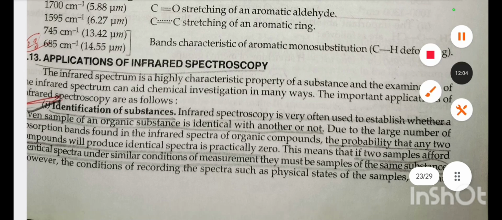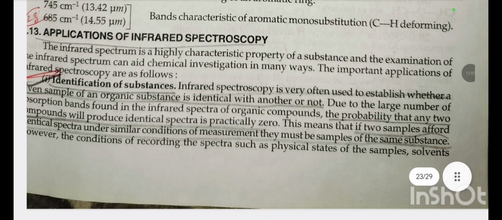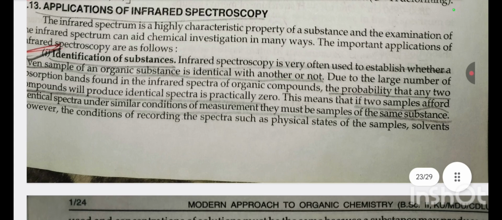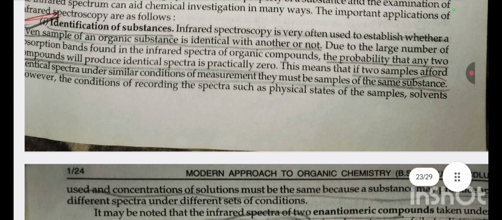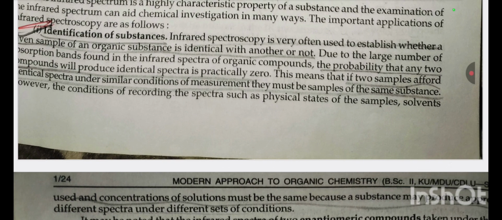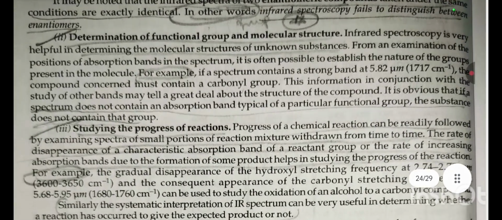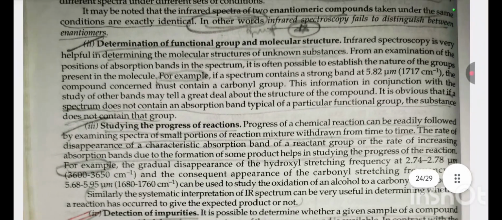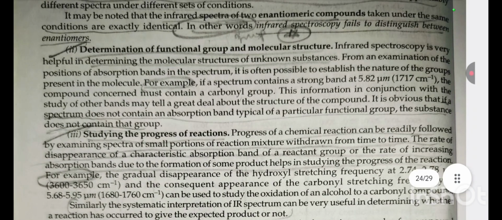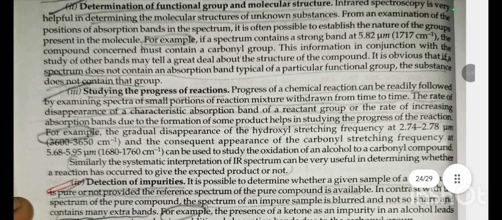Application of infrared spectroscopy. Infrared spectroscopy is highly used for the following applications. First, identification of substance: it is very often used to establish whether a given sample of an organic compound is identical with another or not. Second, determination of functional group and molecular structure: infrared spectroscopy is very helpful in determining the molecular structure of a known substance from an examination of the position of the absorption bands in the spectra.